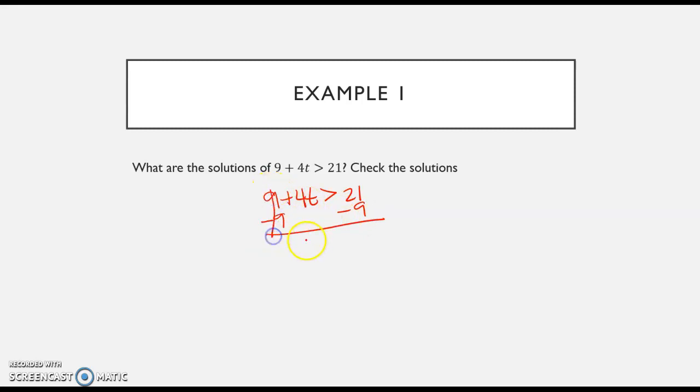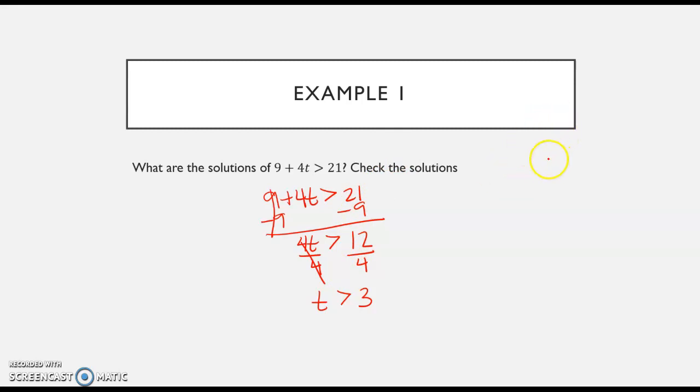Because this becomes 0. Now I have 4t is greater than, and then 21 minus 9 is 12. And then from here, I need to get t by itself. So the opposite of multiplying is dividing. And so now I have t is greater than, and then 12 divided by 4 is 3. And then it says check the solutions. So we're working with anything that is greater than 3.